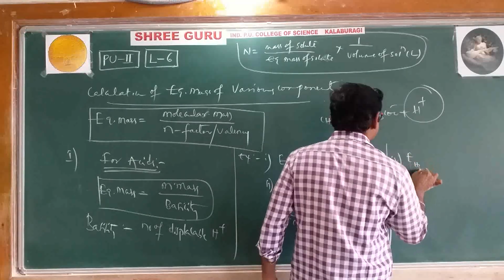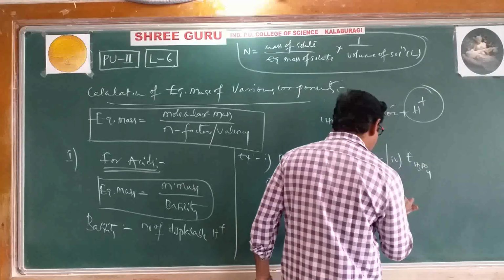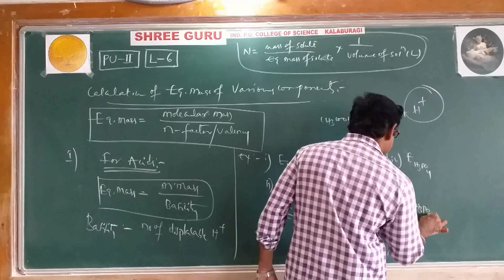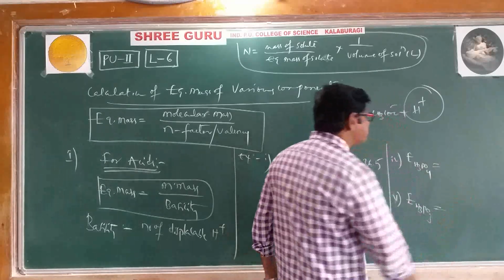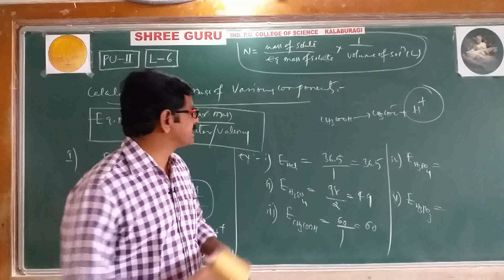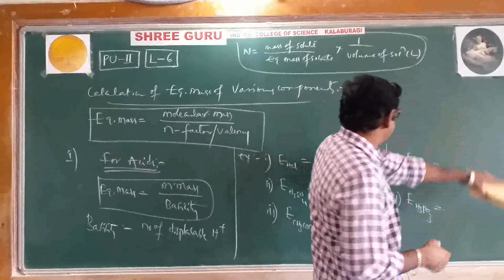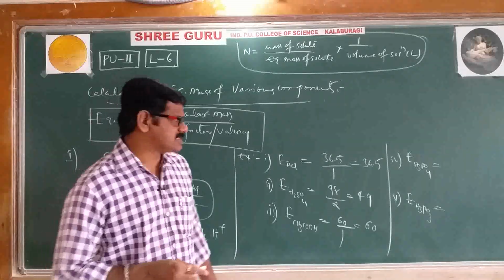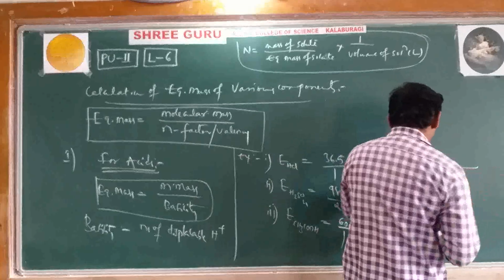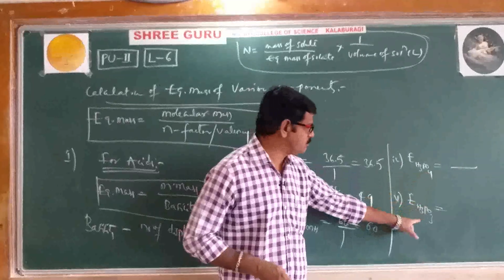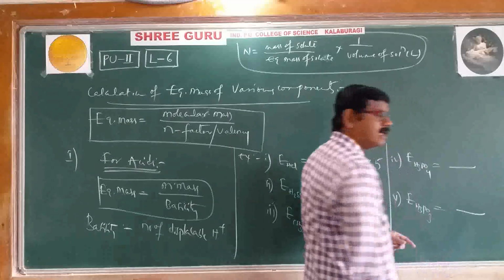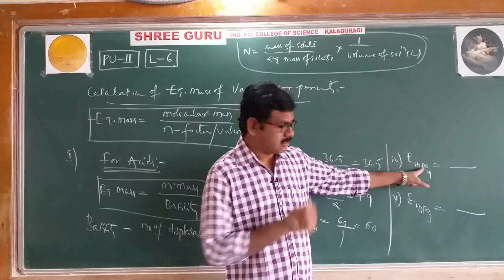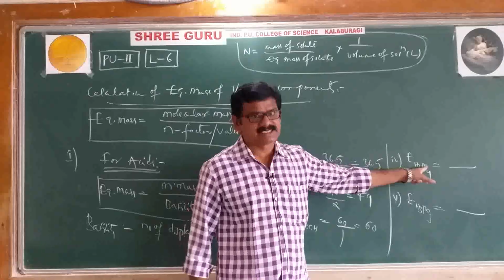Equivalent mass of H3PO4 and exactly one more example, equivalent mass of H3PO3. I'll explain H3PO4 as well as H3PO3 simultaneously. First, as usual, we'll write the molecular mass of both the components. Here hydrogen is 1, phosphorus is 31 atomic mass, and oxygen is 16.